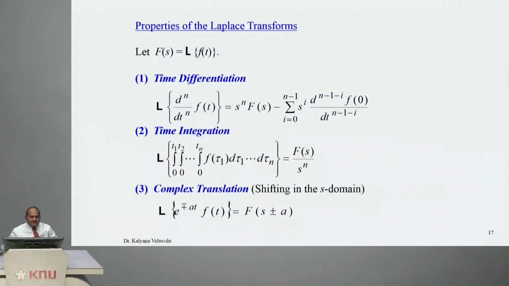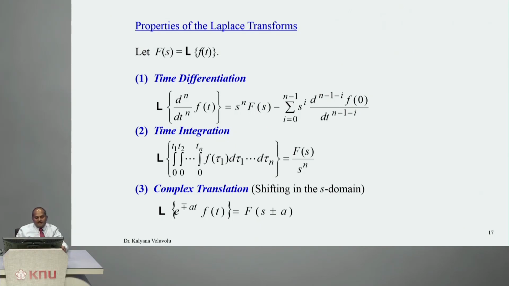So the properties of the Laplace transform are very important here. Time differentiation we saw for first order. Suppose you have an nth order system. Then the nth derivative is s power n F of s minus the sum from i equals 0 to n minus 1 of s power i times the derivative of order n minus 1 minus i at 0. So you will have a nice expansion. I'm going to expand and explain this in the next slides, and how to write it simply for various forms.